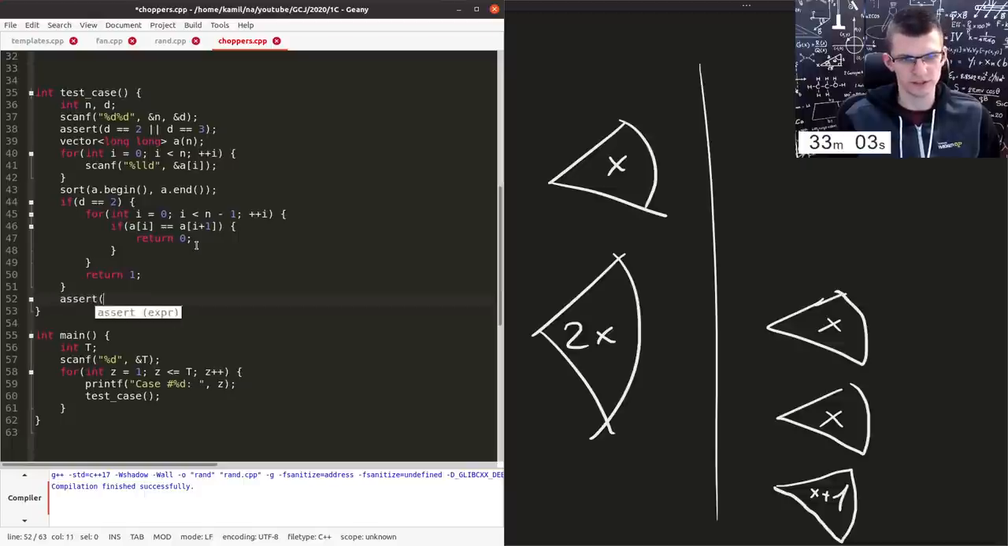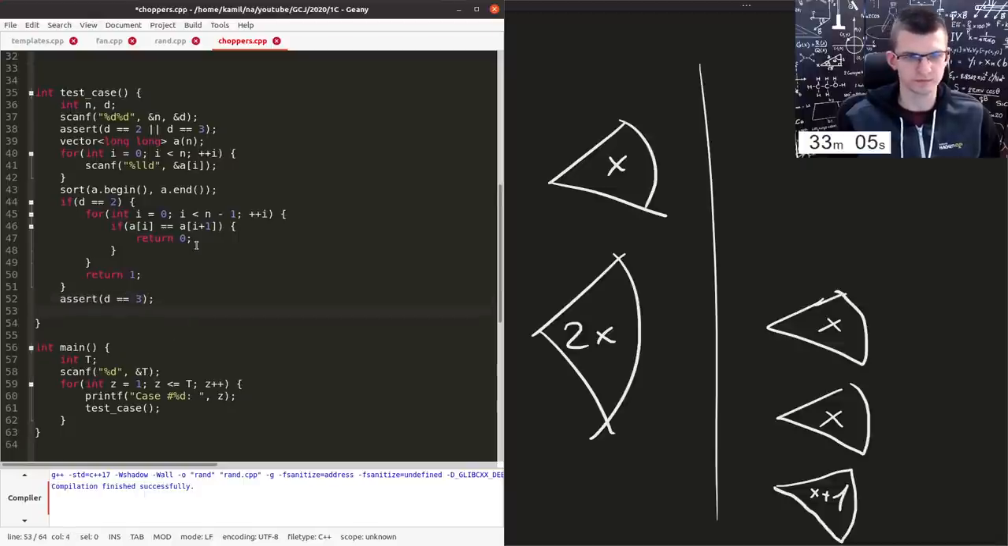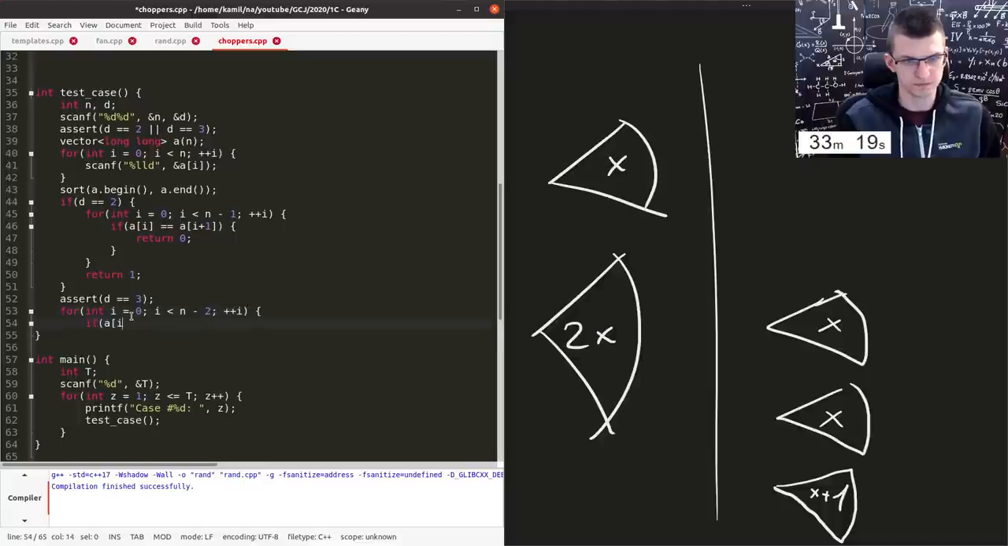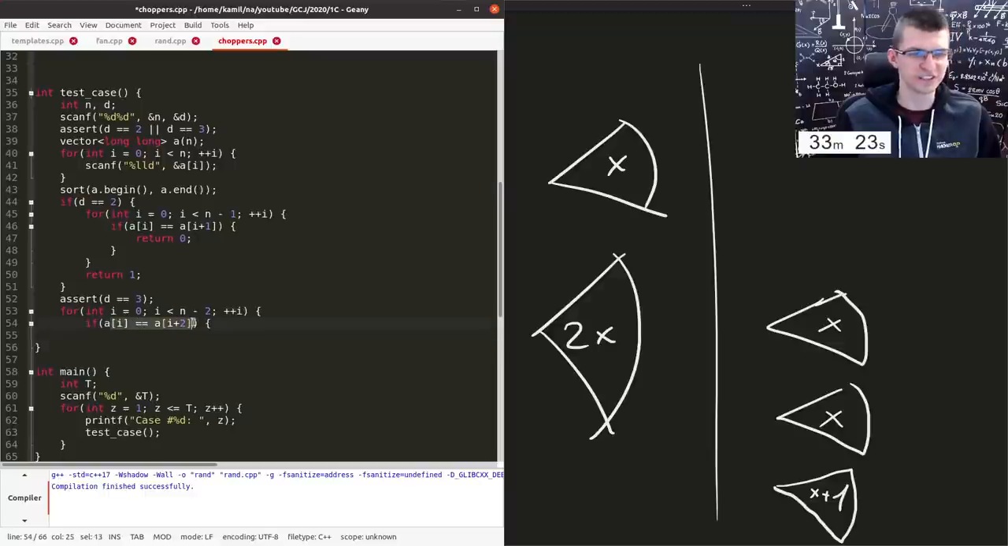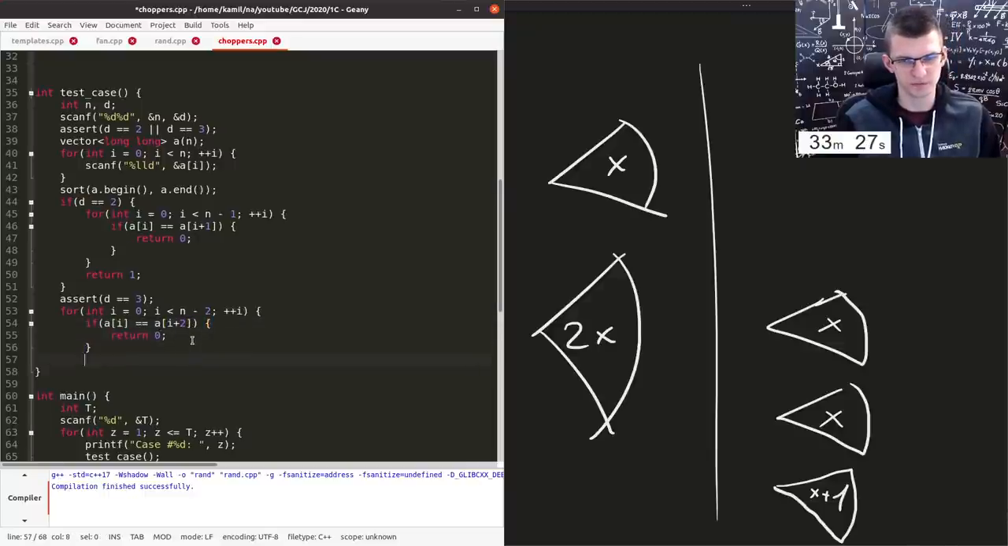Now, these 4, I checked here that it's 2 or 3, so if it's not 2, then it's 3. Did I say 4? It's 3. If there are 3 equal numbers, this also guarantees that the middle of them is the same. If this is the case, return 0.